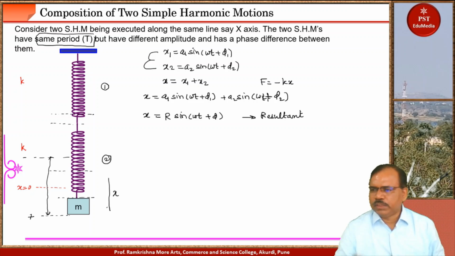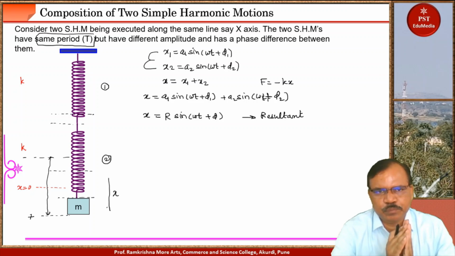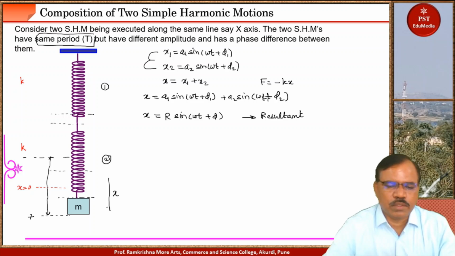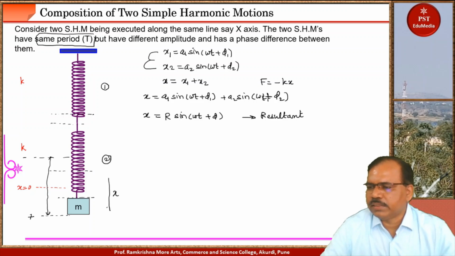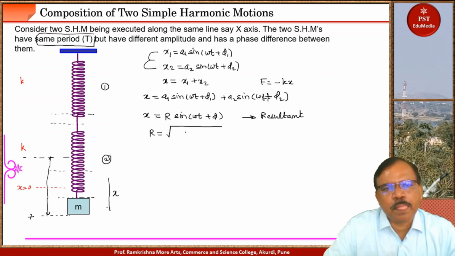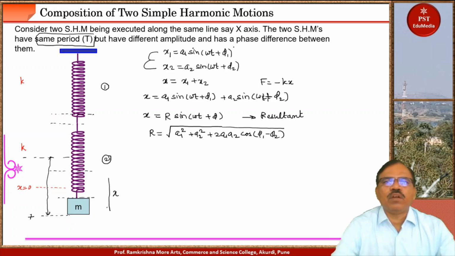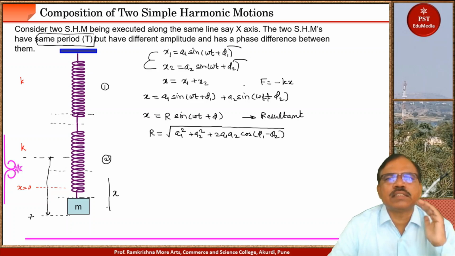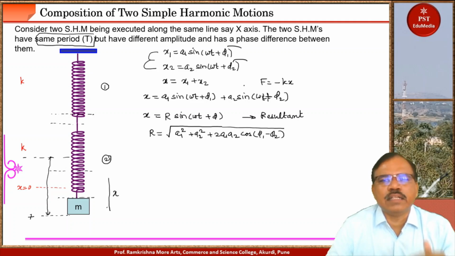Now if we see the resultant motion, that is also along the x-axis. And it is also simple harmonic motion, where R is the resultant amplitude. And what is this resultant amplitude? If we solve this, we will get R is equal to square root of A1 square plus A2 square plus 2 times A1 A2 cos(phi 1 minus phi 2). So phi 1 minus phi 2 is called the phase difference, because here this is phi 1 and this is phi 2. These are the starting phases of the first and second simple harmonic motion.